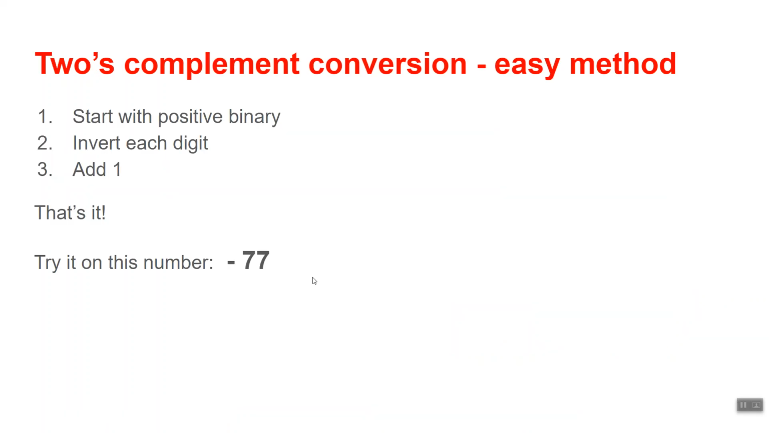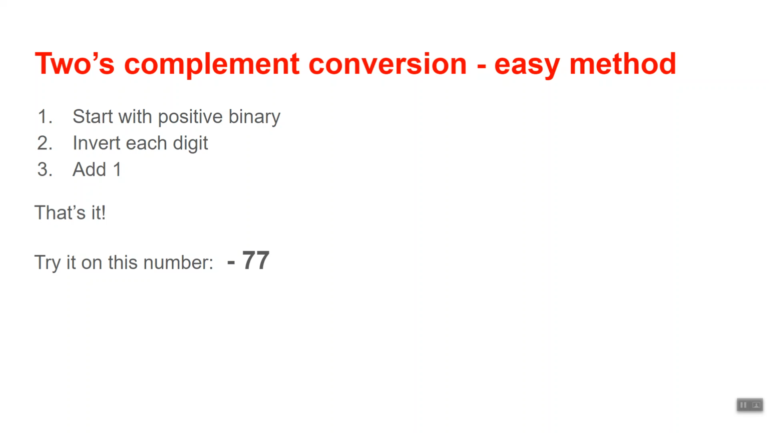There is an easier method for 2's complement conversion, and I want you to make sure you understand the other method so you actually understand what you're doing, but this is a much easier method. Basically, start with positive binary, invert each digit and add 1, and that's it. Really, really straightforward. So you turn the noughts to ones, the ones to noughts, and then you add 1. It is an absolute doddle.